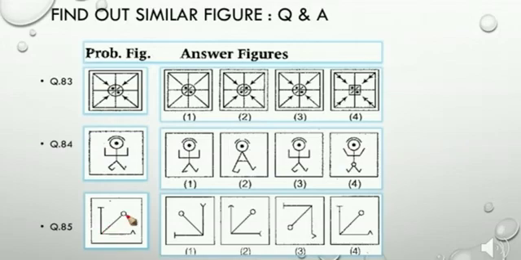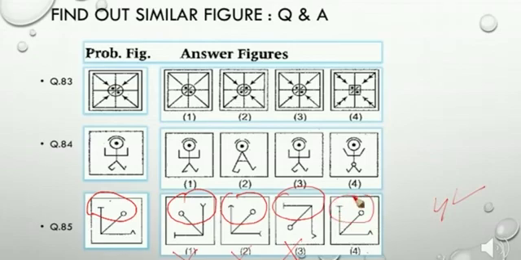Let's go to the next question. Let's check for this portion. Is it available here? No, it is not available. Is it available here? No, it is different. Is it available here? No, it is also not matching with the portion in the problem figure. Now the option we have is option 4, that is going to be the answer. By the way, in option 4 it is perfectly matching.